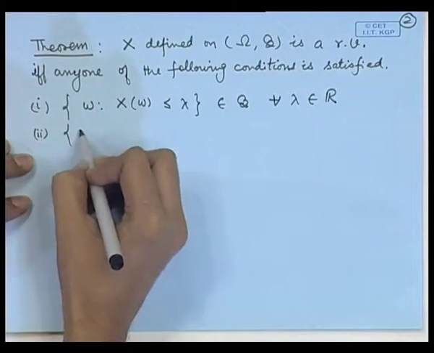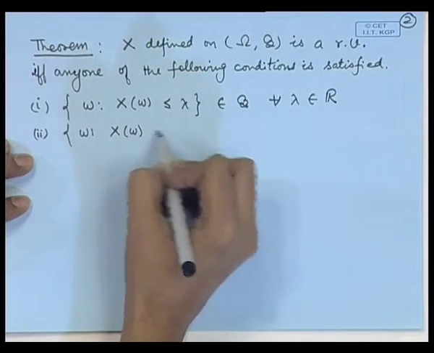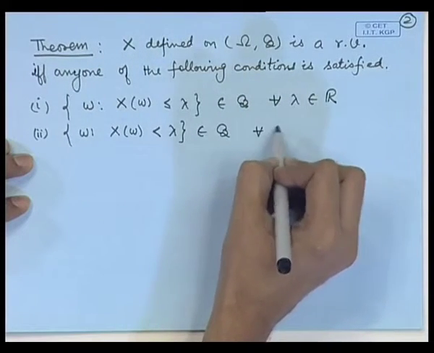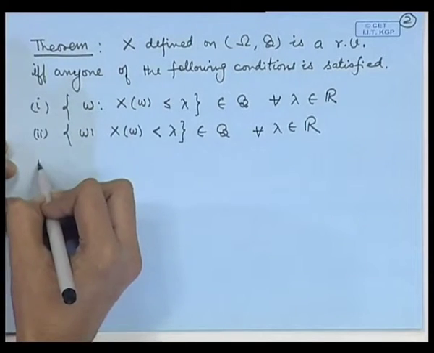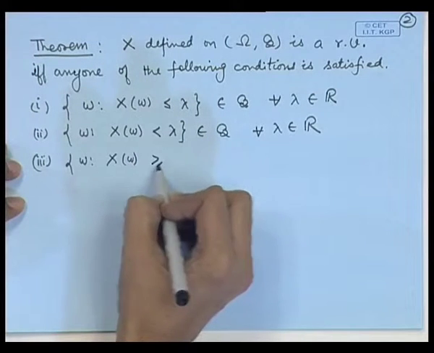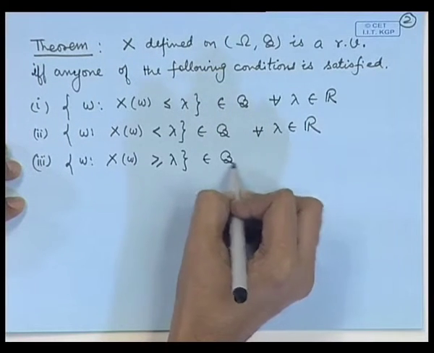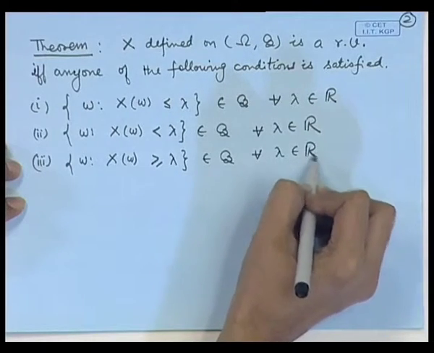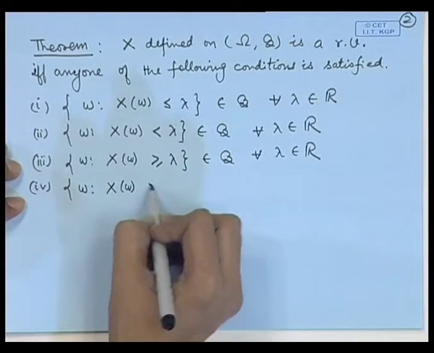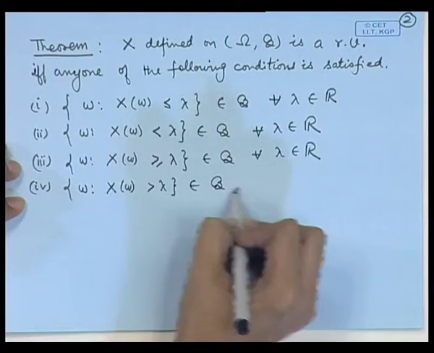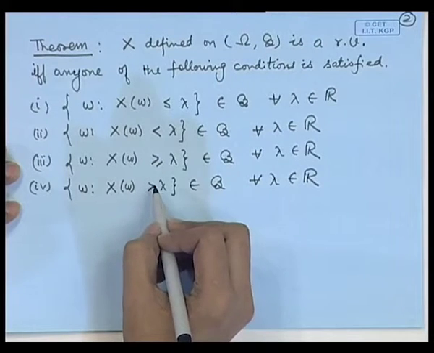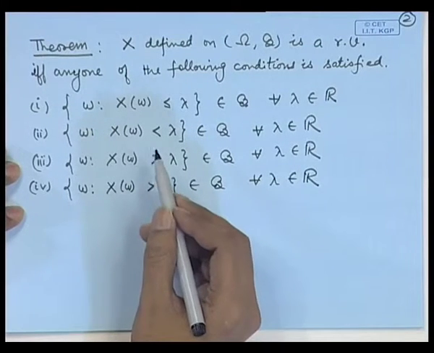The set of all those sample points such that X omega is strictly less than lambda belongs to B. The set of all those points such that X omega is greater than or equal to lambda belongs to B for all lambda belonging to R. The set of all those omegas such that X omega is strictly greater than lambda belongs to B. So, if any of these conditions is satisfied, then X is a measurable function and therefore, it is a random variable.